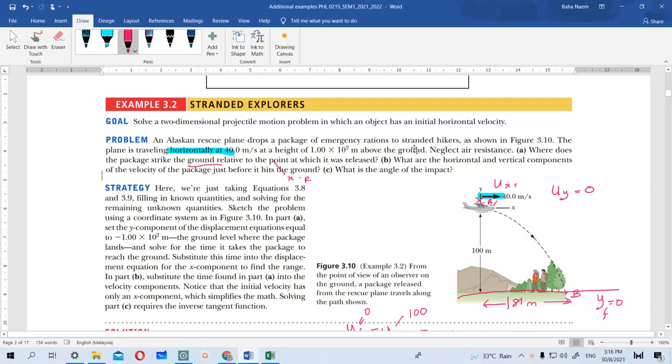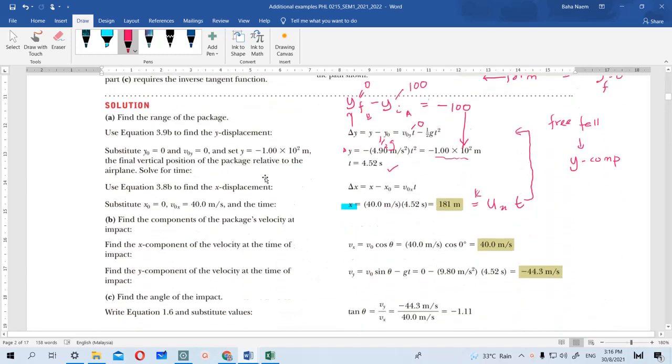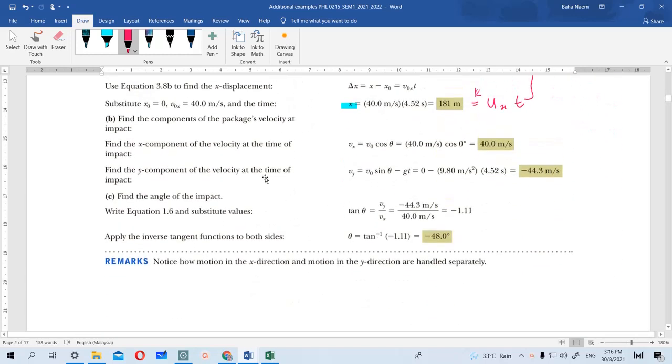Now, let's look at the second question. B, what are the horizontal and vertical components of the velocity just before it hits the ground? Before, because if it does, then afterwards when it hits the ground, the velocity turns to be zero. It stopped, right? So, we do not want the student to think that the V final is zero. Do not think that it's zero. It's just right before it hits the ground.